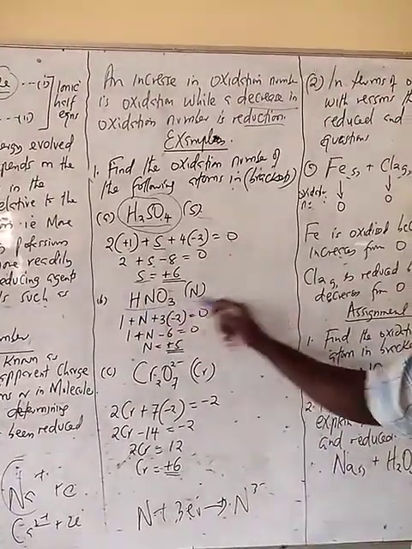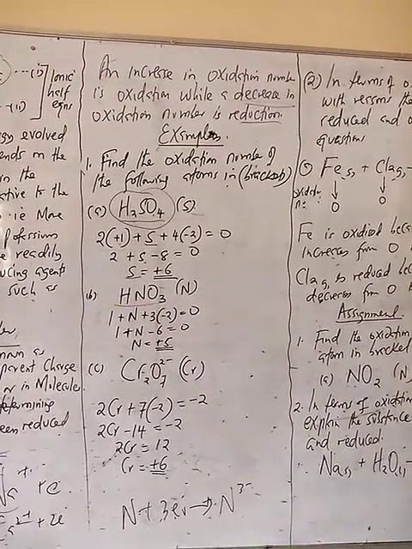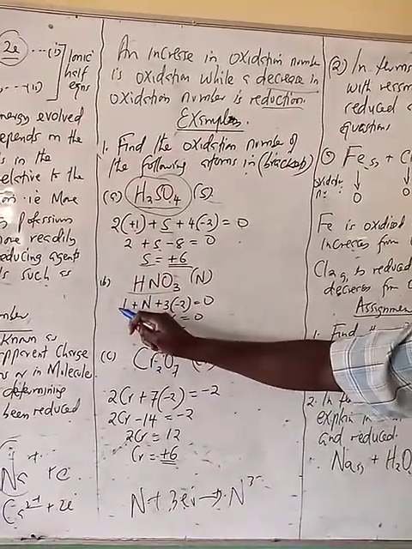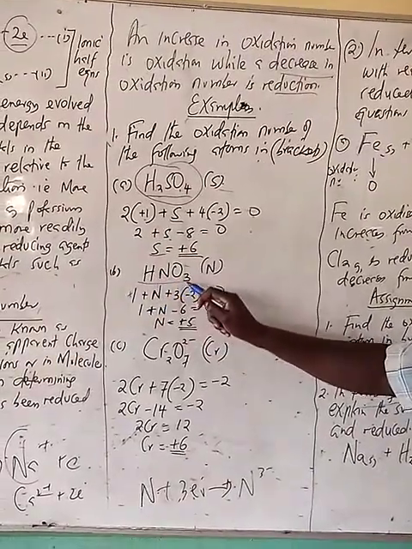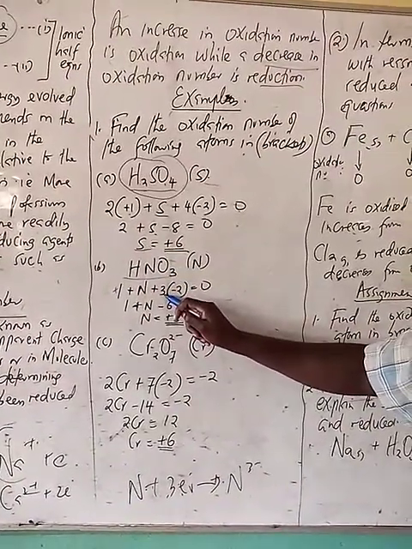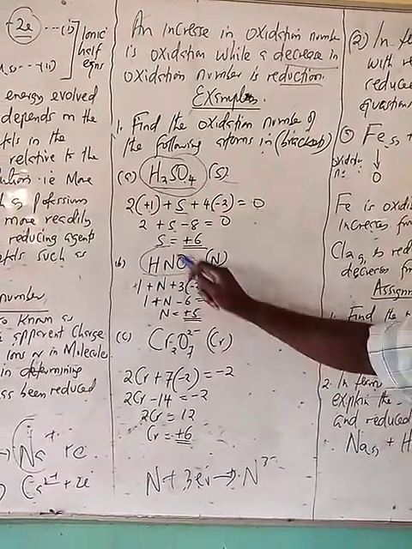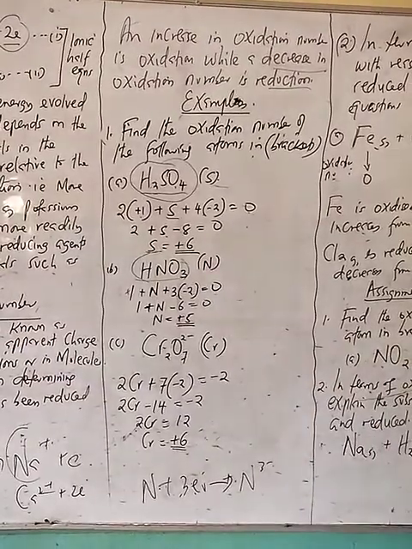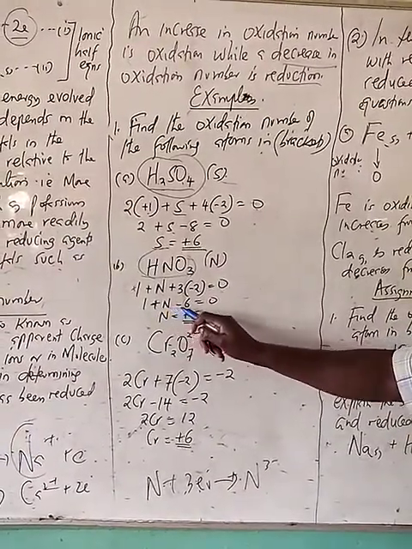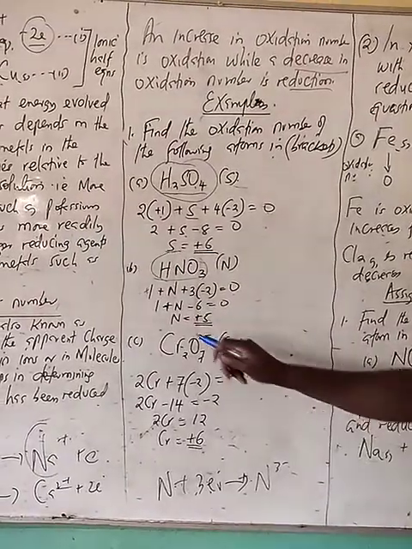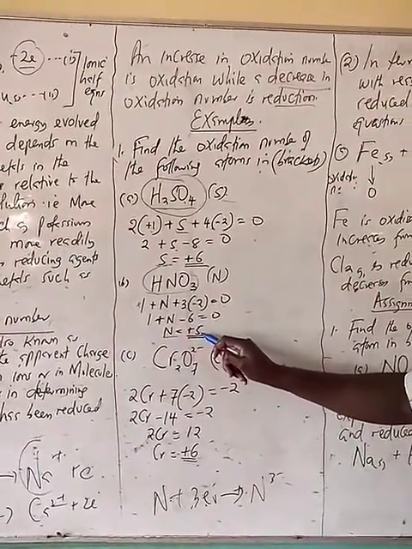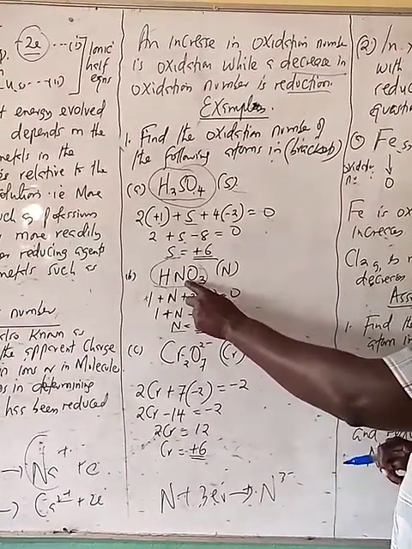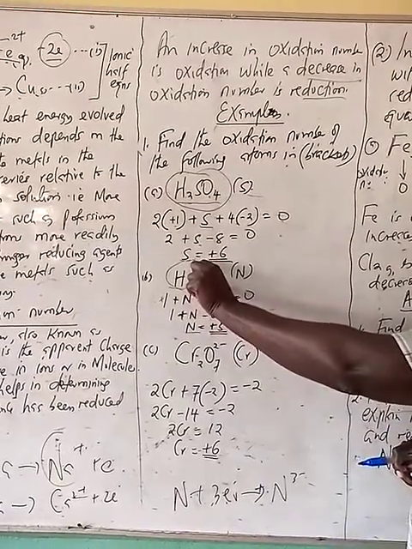If you look at this molecule, we want to get the oxidation number of nitrogen here. Hydrogen has an oxidation number of +1. Nitrogen we don't know. Oxygen is always -2, but we have 3 atoms here. And because this one is not charged, the oxidation numbers add up to 0. So 1 plus N minus 6 is equal to 0. It means that the oxidation number of nitrogen here will be +5. That's the reason why we call this molecule nitric 5 acid. 5 means the oxidation number of nitrogen.